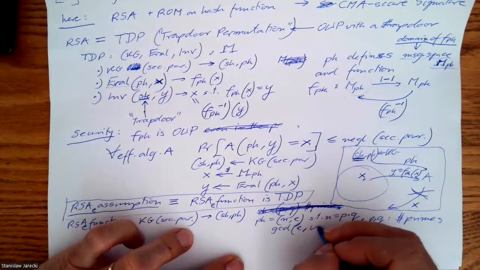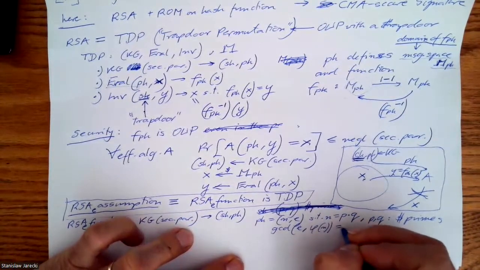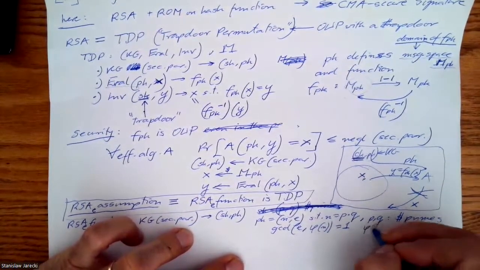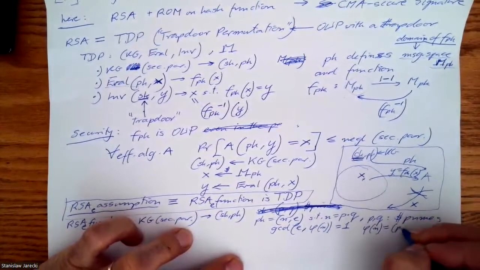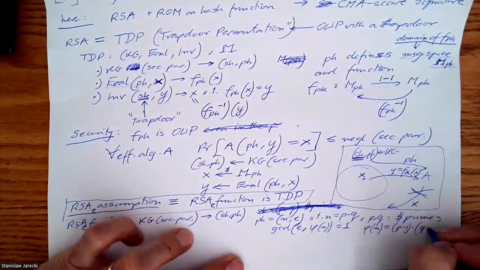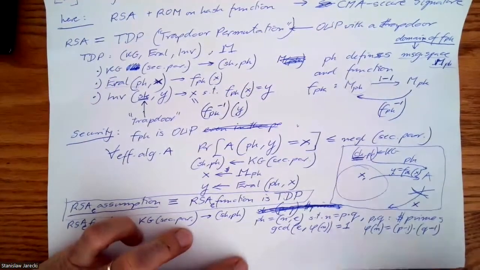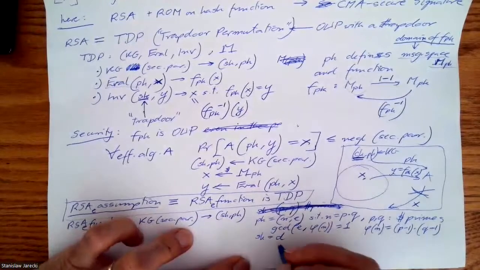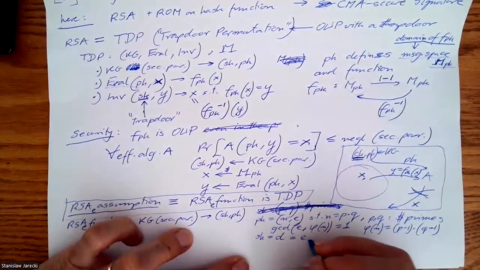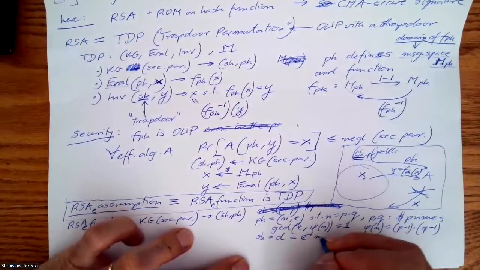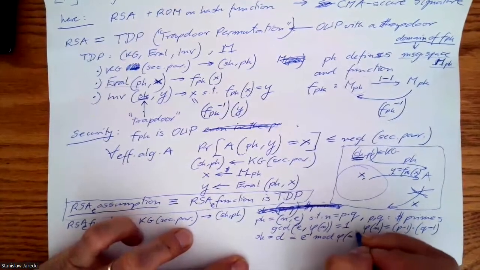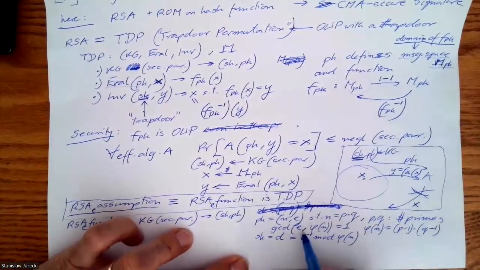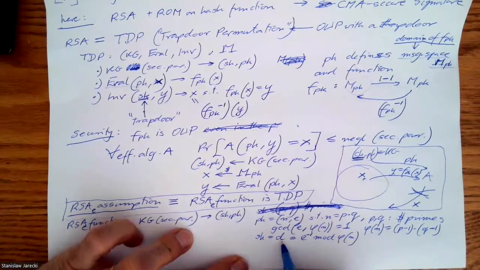GCD of e and phi of n has to be 1, right? And just a reminder, phi of n is (p minus 1) times (q minus 1). And SK, we call it d, is a multiplicative inverse of e modulo phi of n. Because e and phi of n are coprime, this multiplicative inverse exists, and this is the trapdoor.